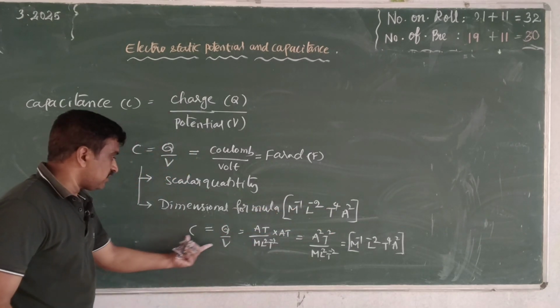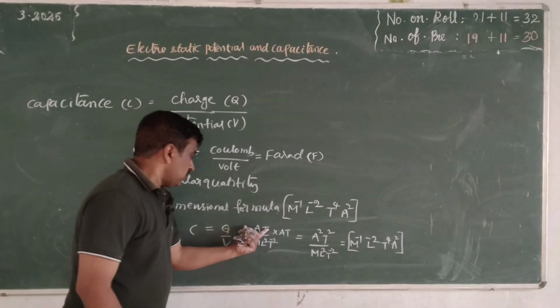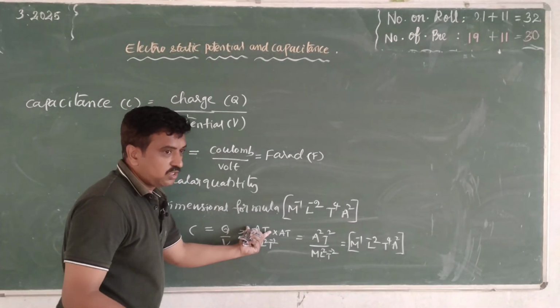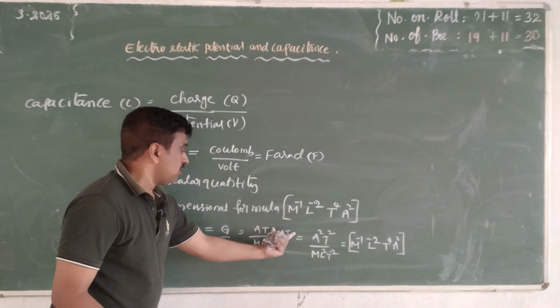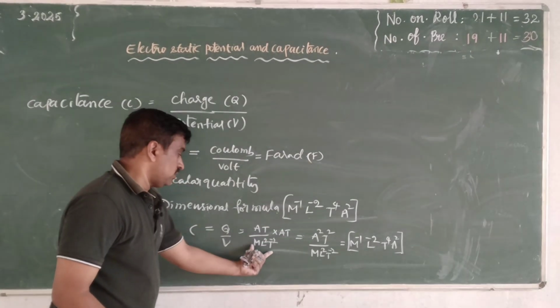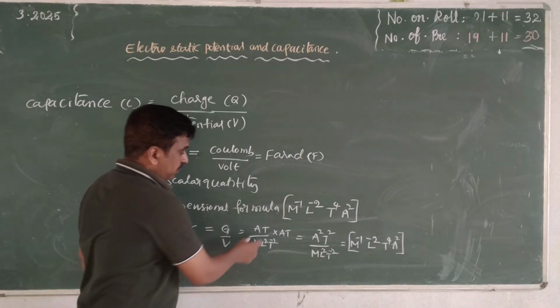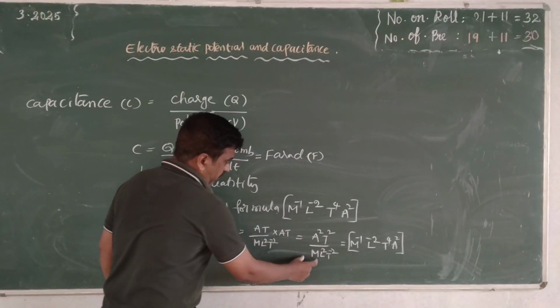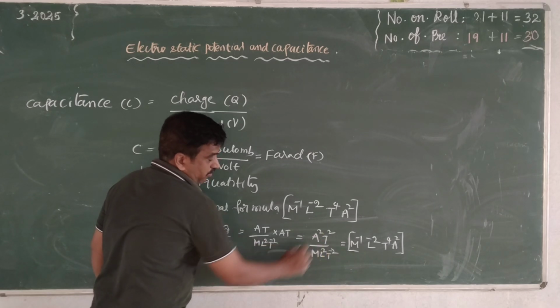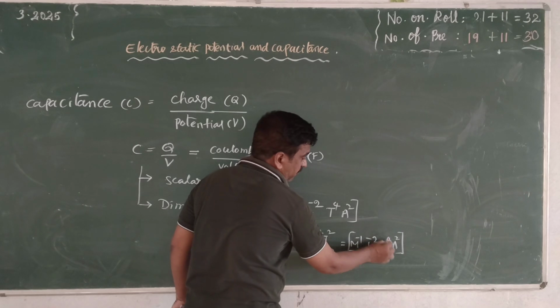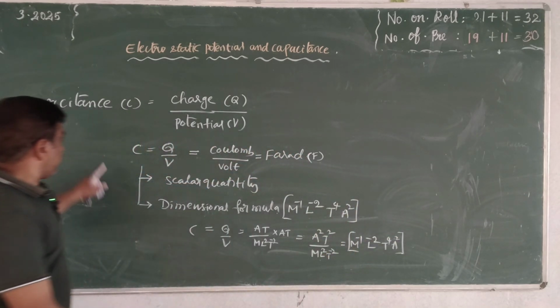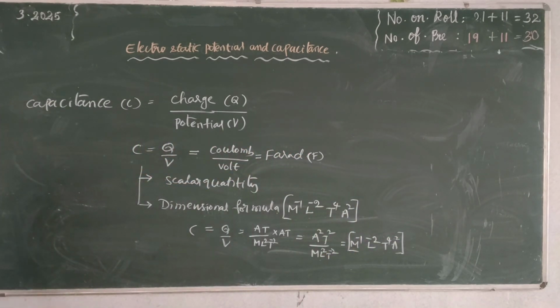How do we get it? C equals q by V. Charge is current into time, and potential is work by charge. So the numerator becomes A into T, and the denominator M L power 2 T power minus 2. See, A square T square by M L power 2 T power minus 2 changes to M power minus 1 L power minus 2 T power 4 A power 2. It is the dimensional formula of capacitance.